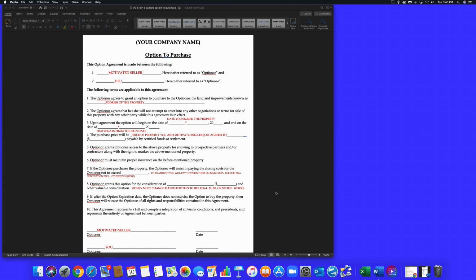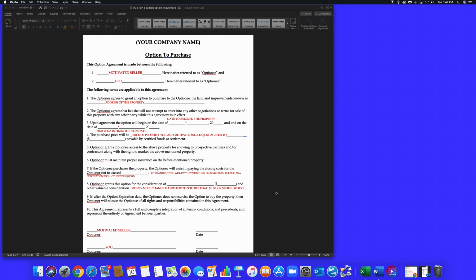I have this literally laminated to the top of my clipboard that I take with me to all of my site visits because I don't want to forget what an optionor is or what an optionee is, or to make sure I don't put the price in the wrong line. So let's go through this really quick. You can read it yourself.